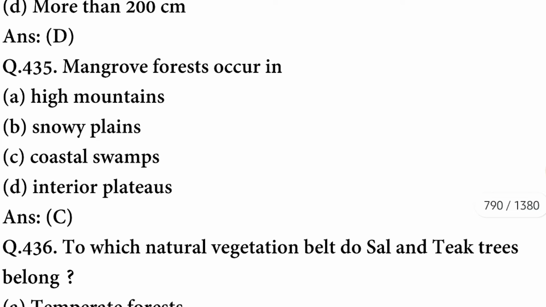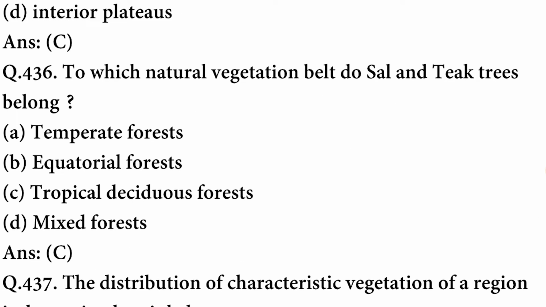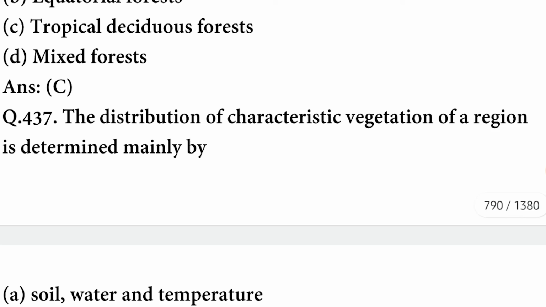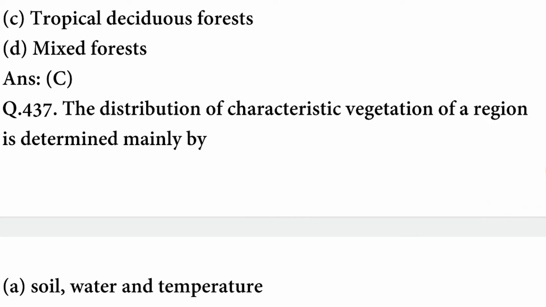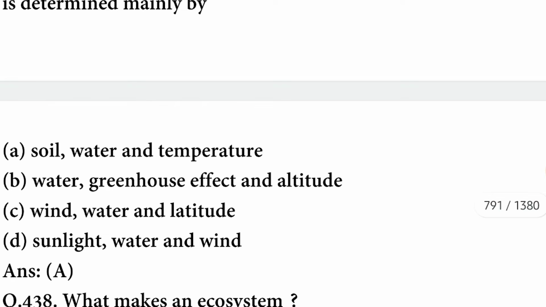Mangrove forests occur in coastal swamps. To which natural vegetation belt do sal and teak trees belong? These belong to tropical deciduous forest. C option is correct. The distribution of characteristic vegetation of a region is determined mainly by soil, water and temperature.